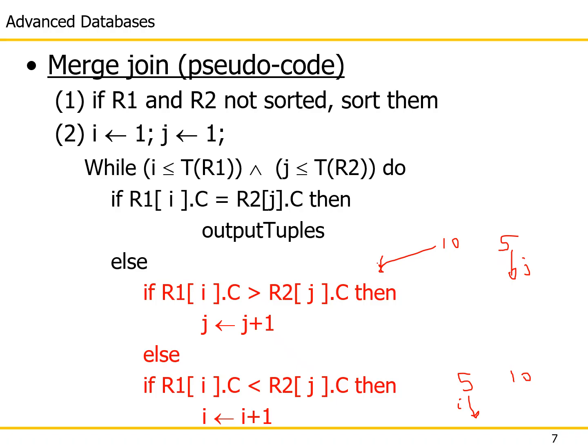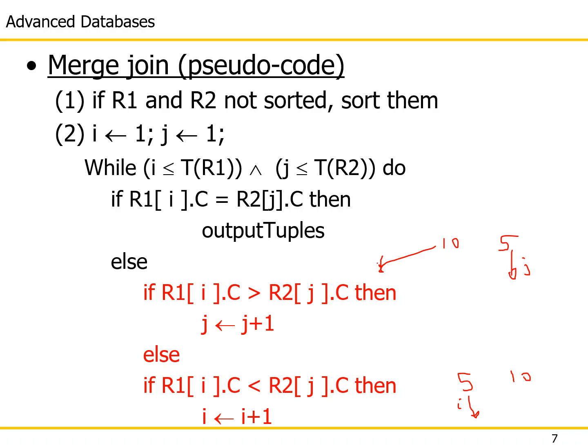What actually happens is, after I have matched the two 20s with the two 20s, I would like to advance my i and j beyond what I'm currently standing at, and that will be the case because the if statement, R1 of i.c equal to R2 of j.c, will fail. So when I come to the if, I'm going to be a little bit smart in how I advance i and j. It will depend on who is bigger on both sides.